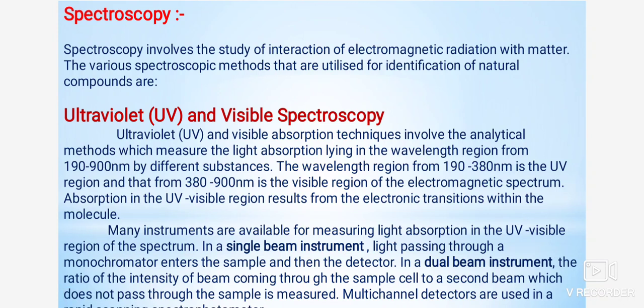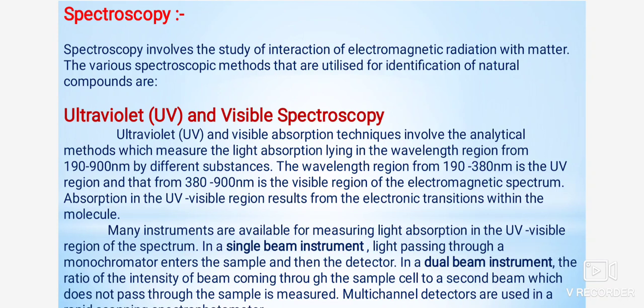Ultraviolet and visible absorption techniques involve the analytical methods which measure the light absorption in the wavelength region from 190 to 900 nanometer by different substances. The wavelength region from 190 to 380 nanometer is the UV region, and that from 380 to 900 nanometer is the visible region of the electromagnetic spectrum.